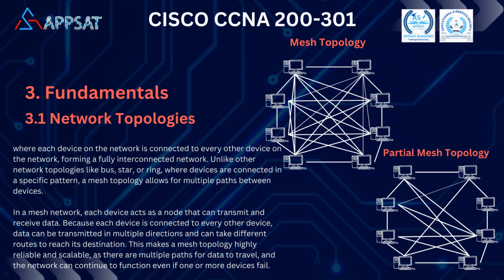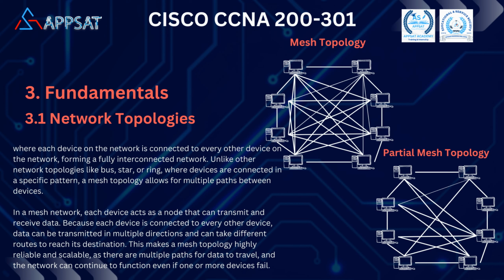Next, mesh topology, where each device on the network is connected to every other device on the network, forming a fully interconnected network. Unlike other network topologies like bus or star, where devices are connected in a specific pattern, a mesh topology allows for multiple paths between devices.